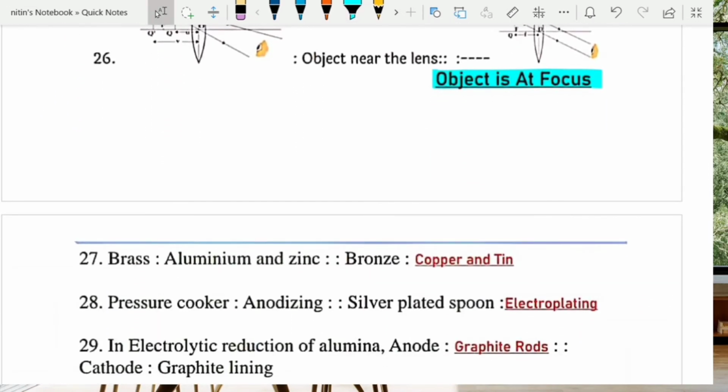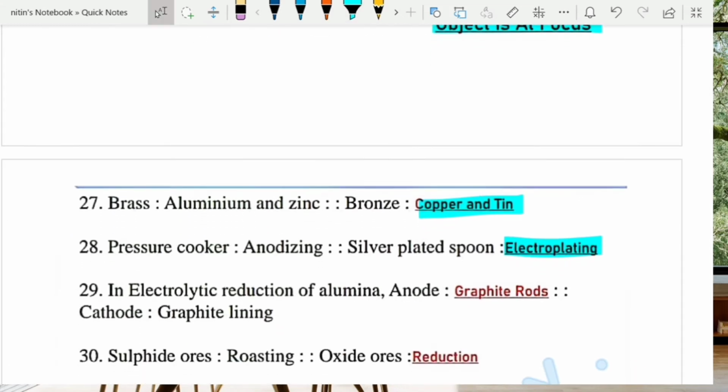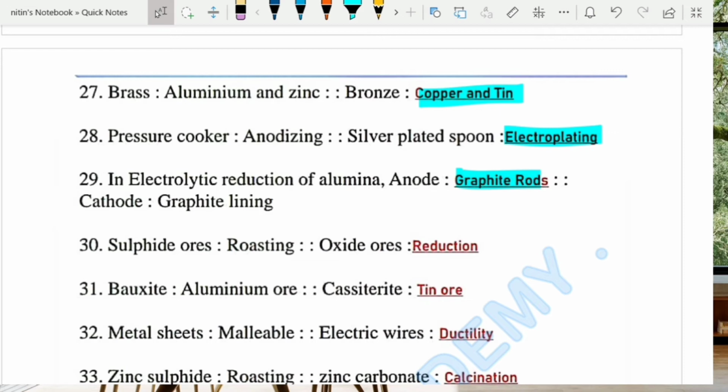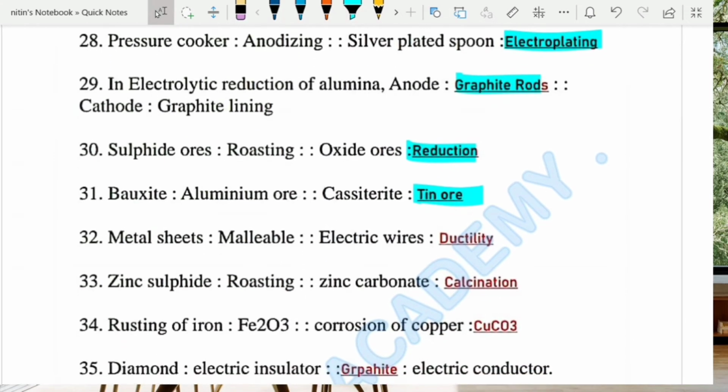Brass is copper and zinc, bronze is copper and tin. Pressure cooker, anodizing, and silver plate is electroplating. In the electrolyte, reduction of aluminium, and the anode is a graphite rod. Next, a sulfide ore undergoes roasting and an oxide undergoes reduction. Bauxite is the aluminium ore and cassiterite is the tin ore. A metal sheet shows malleability and an electric wire shows ductility. Zinc sulfate undergoes roasting and zinc carbonate undergoes calcination.